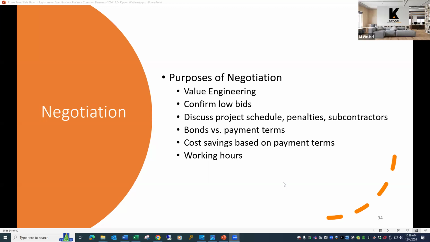The contractor might have a great price, but you wonder why they're saying that the project is going to take so long. So these are important questions to ask.